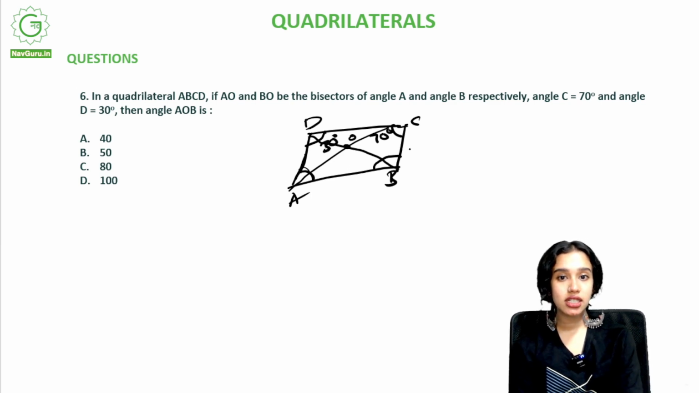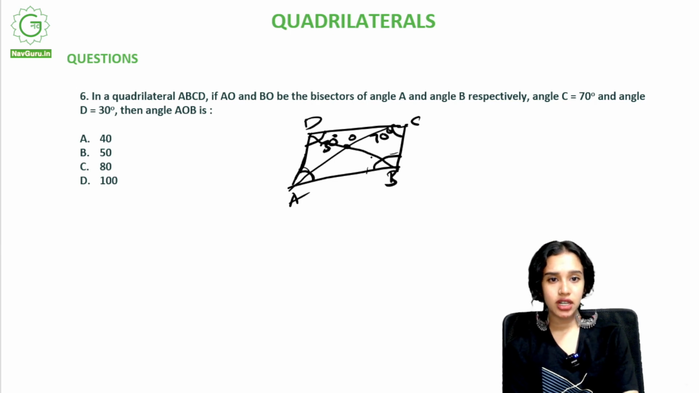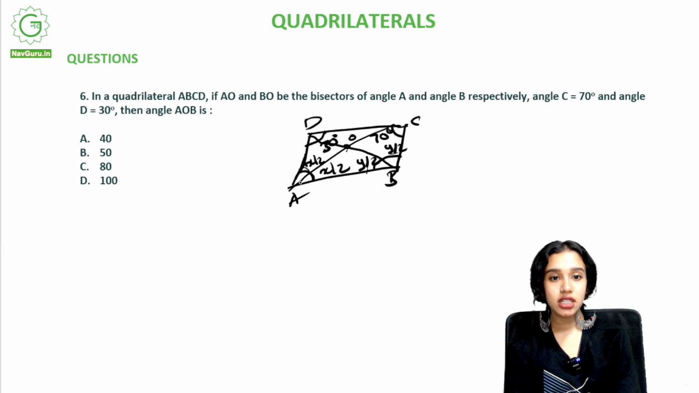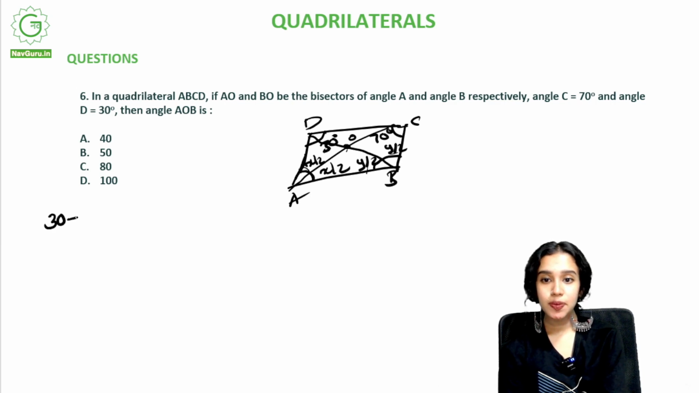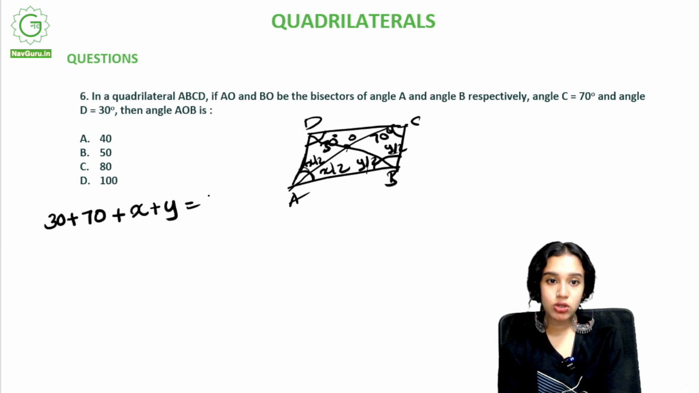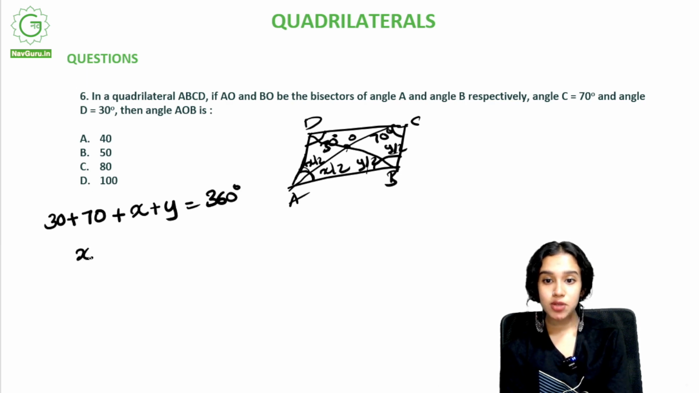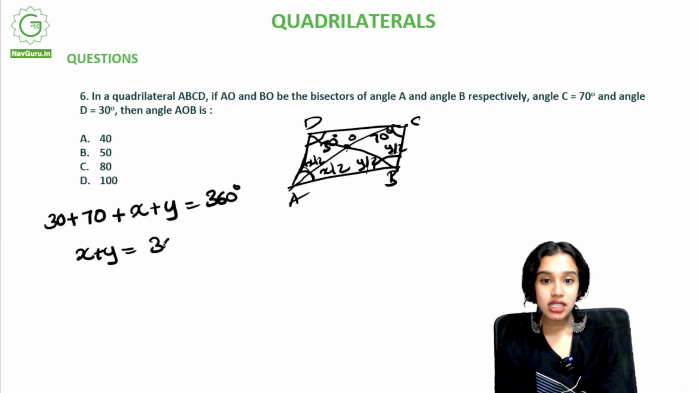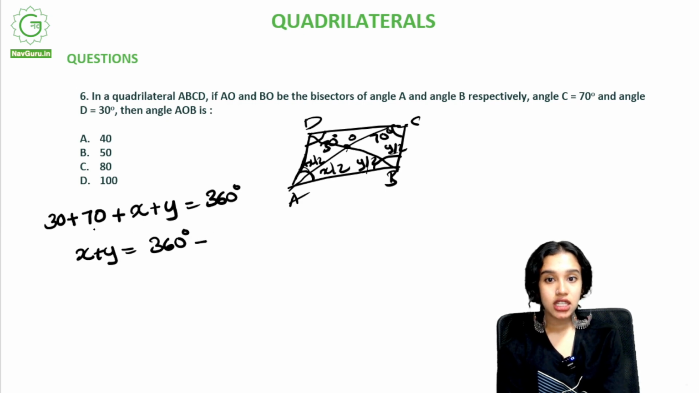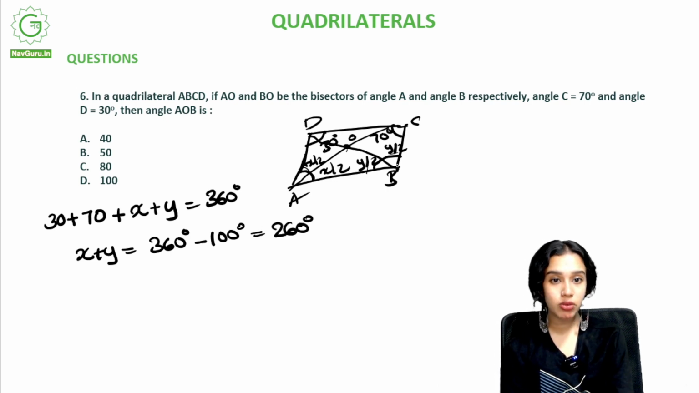Let's say this total angle is X degrees and this is Y degrees. This is X degrees, so this would be X by 2, this would be X by 2, this would be Y by 2 and this would be Y by 2, right? So, 30 plus 70 plus X plus Y is equal to 360 degrees, the sum of internal angles. Now, X plus Y would be 360 minus 100, which gives us 260 degrees. That would be the sum of these two angles.